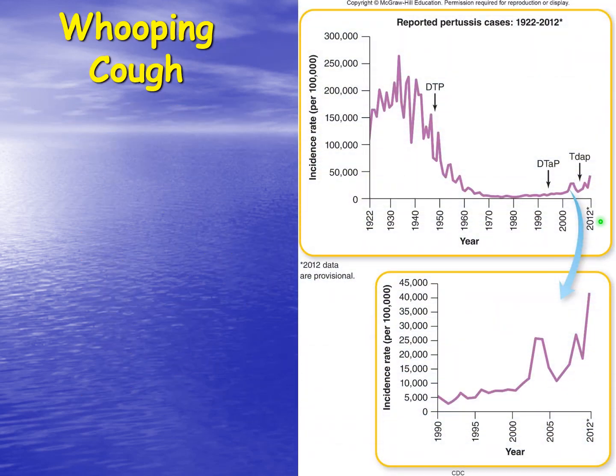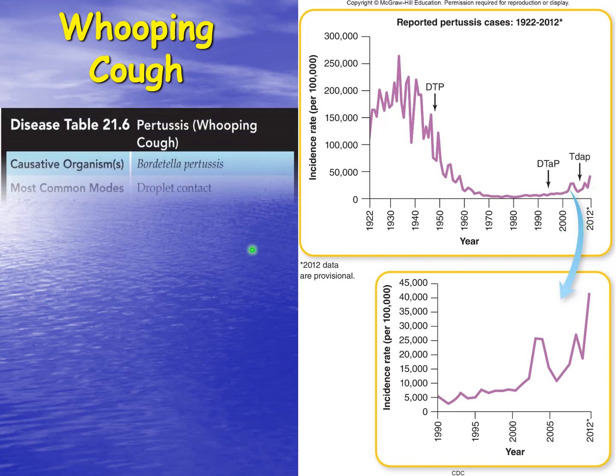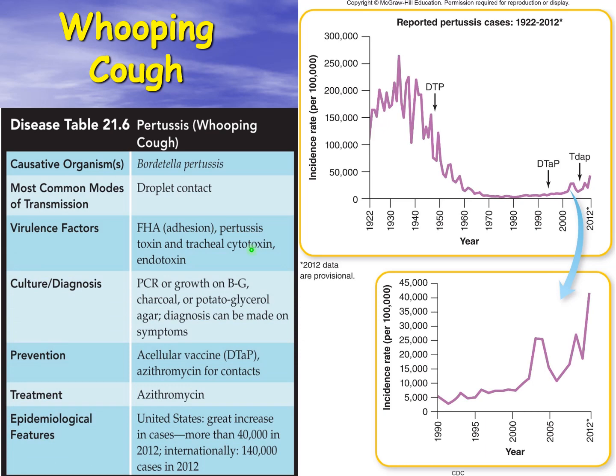So we have seen a decrease over the years due to the DTaP and the pertussis vaccine coming out. But again, we've seen these little peaks here recently. Is this just simply that we have had breaks in our vaccine protocol, or is it due to new strains, or a combination thereof? And so this table is in chapter 21.